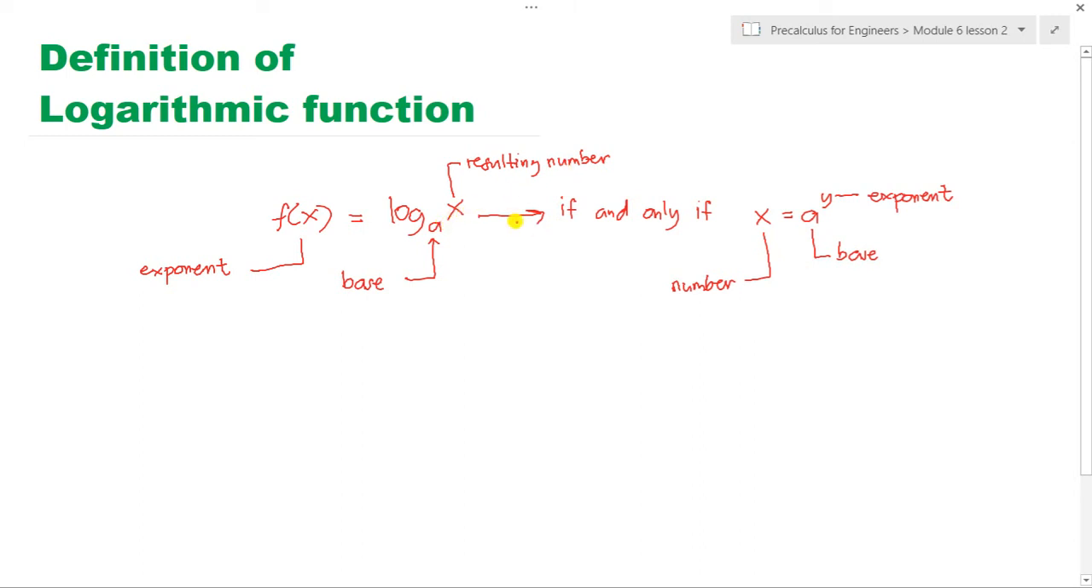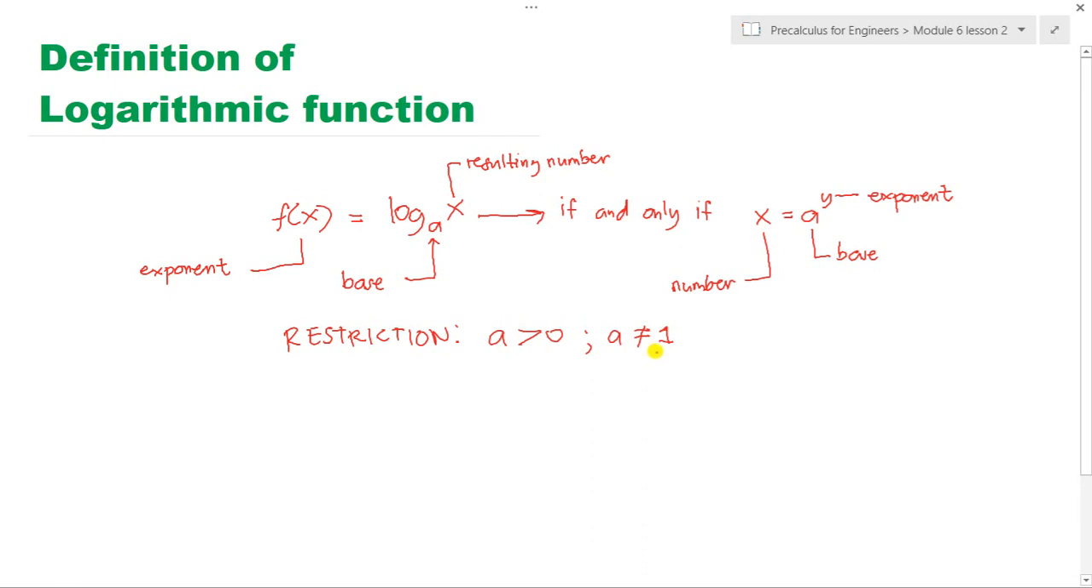Again, the logarithm has restrictions, the same as the exponential. Here, a should be greater than 0. Why? Because take a look at this. If a is less than 0, what would happen? It becomes imaginary when our exponent is an even fraction. So a should be greater than 0. What else? A should not be equal to 1. Why? Because we cannot create an exponential function.